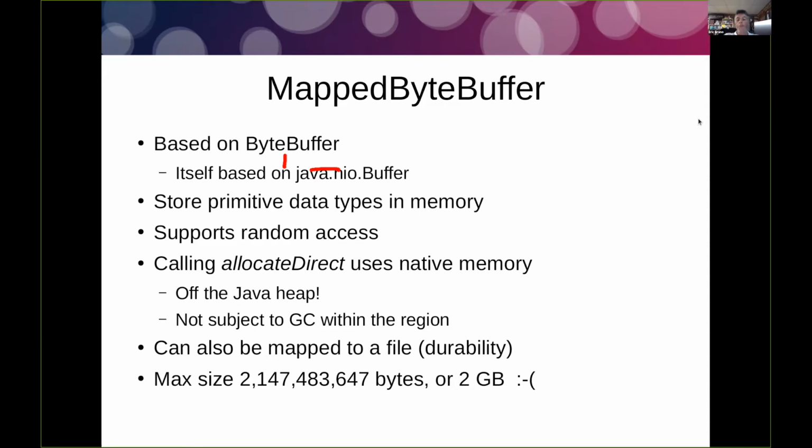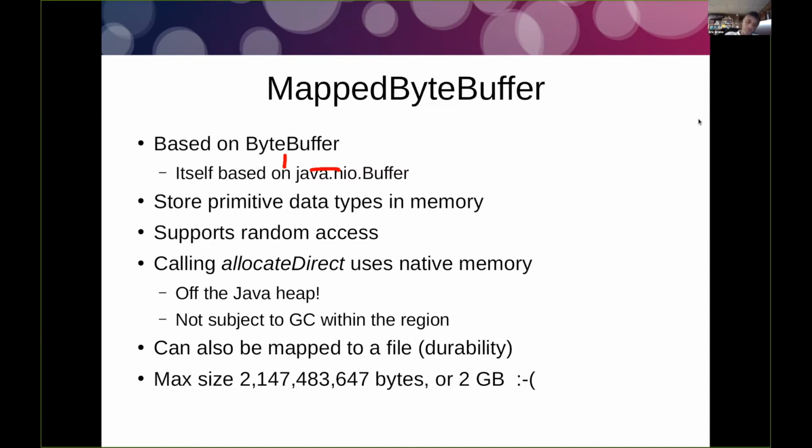It can also be mapped to a file. That's the mapped byte buffer part of it. You can just use byte buffer and have it be all in memory, or you can use mapped byte buffer and map it to a file. And now you have durability, right? So you can create a write-through cache, for instance. So the data is in memory, but it's written through to cache, through to disk.